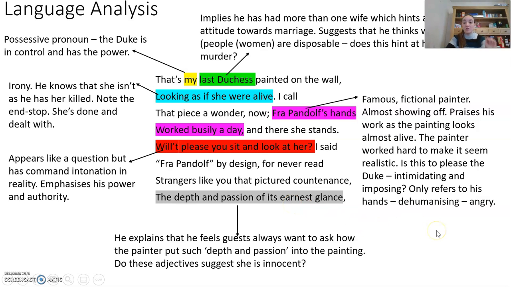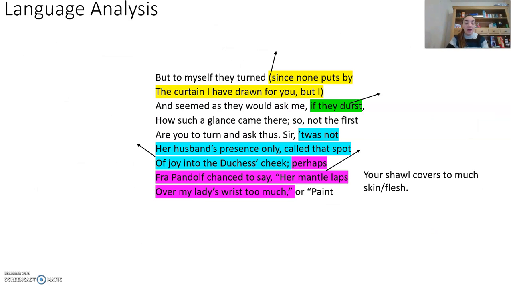Okay. Obviously, if you need to pause the video, that's fine. I'm actually going to stop this video here just because I've only got about 1.5 minutes before my 15-minute timer runs out. So go on to the next video and we'll carry on with the language analysis, okay?